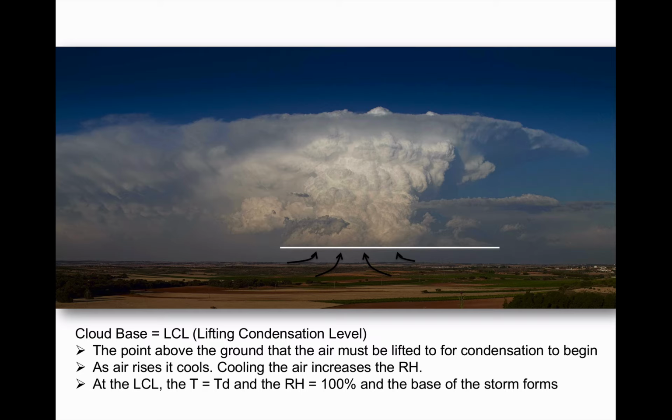Remember, as air rises, it cools. Cooling the air increases the relative humidity. At that line, the LCL, the temperature has cooled to the dew point, the relative humidity is 100%, and we begin condensing liquid water. And that's why we can see the cloud. The water vapor condenses to become liquid water. Now, we'll look at that point again in just a few moments.